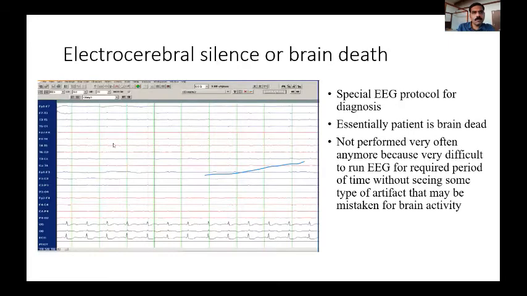Sometimes we get this flat record, that is electrocerebral silence. It is a marker of brain death. But to diagnose brain death on EEG, there are specialized EEG protocols. When you see this record, it essentially means the patient is brain dead. However, it is not routinely performed because running EEG for the required period of time without seeing any artifact is very difficult in our setup. There are fixed criteria for how to record and how long to record, and it's not practically or routinely done in our practice.